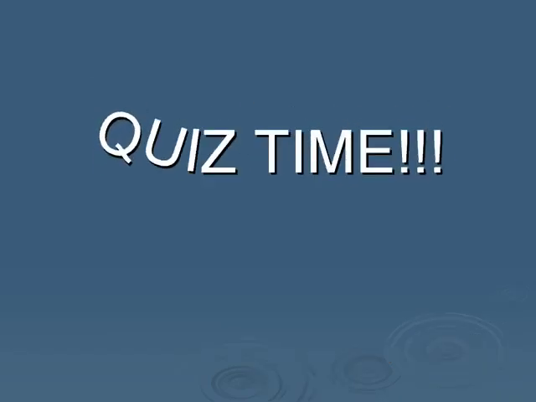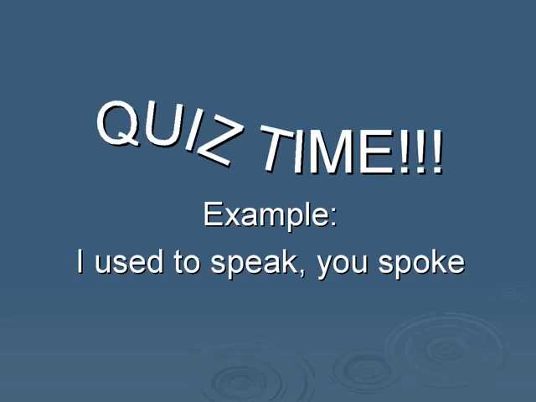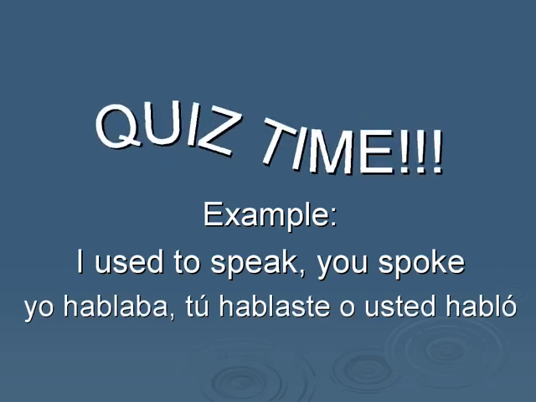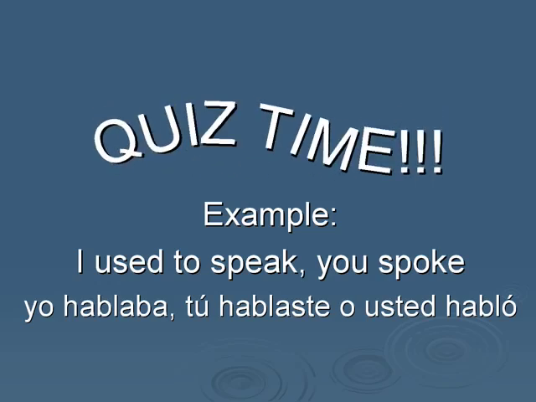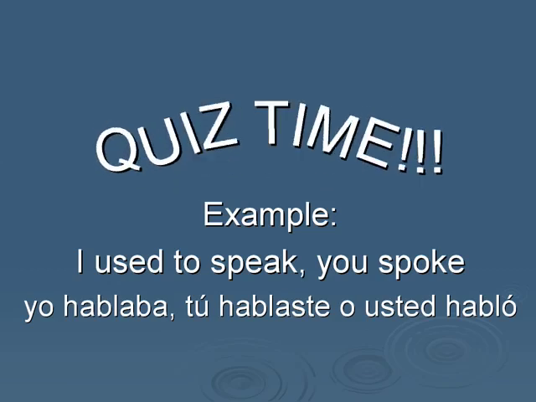So we're going to go over the quiz of 5 verbs that we're going to conjugate. An example would be I used to speak, and you spoke. I'll give you some time, and then you will say yo hablaba, tú hablaste, o usted habló. There's going to be 2 answers for all the you questions. I want you to practice the formal and the familiar. Let's get started.